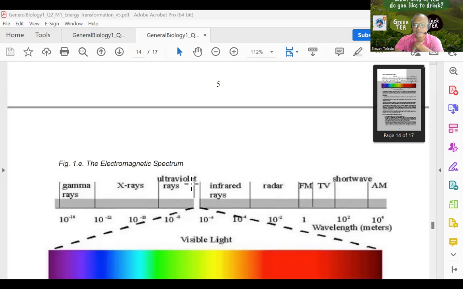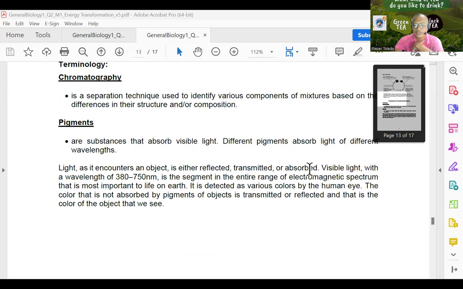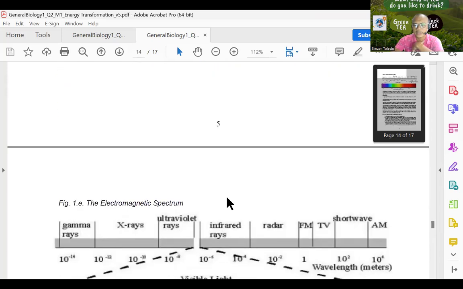Okay, and another name for visible light, I hope they mention it. Okay, they just call it visible light, but it is also called white light.